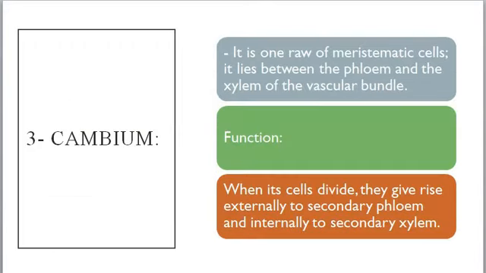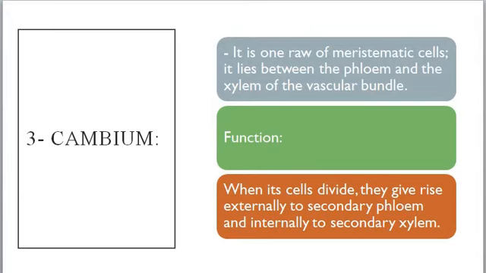After that we have the cambium. The cambium separates between what? Between the xylem and the phloem. It is one row of meristematic cells, cells that grow faster and fill the gap between the phloem and xylem. Its function is very important: to give rise to the secondary phloem and secondary xylem, just for increasing their size.